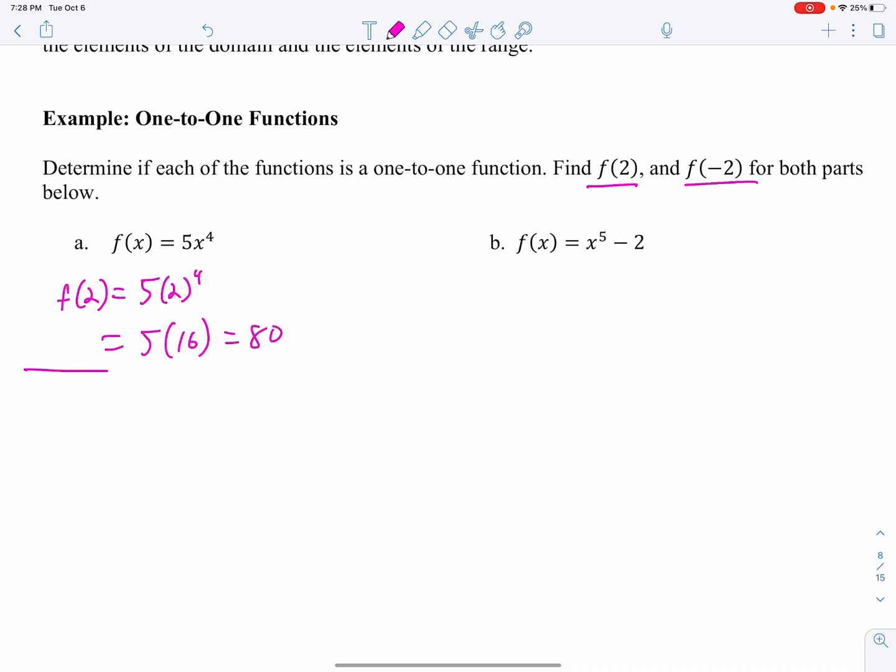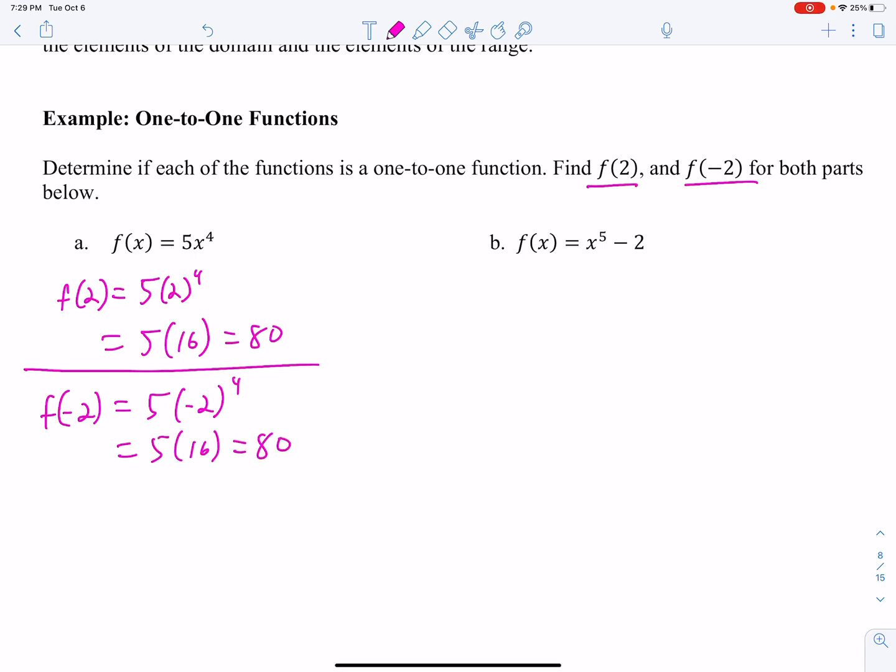Okay, so we just found f of 2, but now we're going to find f of negative 2. Okay, so what we have to see is, for multiple inputs, do we have the same output? If so, then it's not one-to-one. Okay, so let's see, f of negative 2 means 5 times negative 2 to the 4th. Again, the negative 2 is inside the parentheses, so we're going to take the negative to the 4th power. So remember, a negative to an even power is a positive value. So this will still be 5 times 16, which is 80.